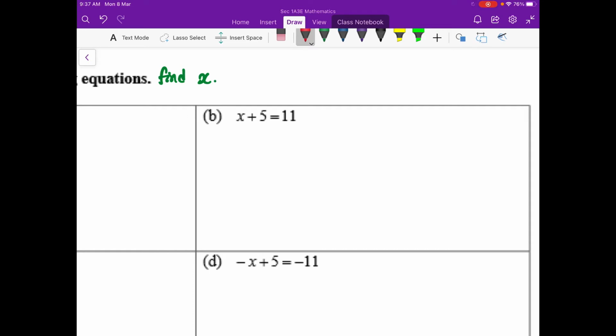Here we have x plus 5. Without using the one side move to the other side, sign change here and there, whatever it is, which doesn't always work, what should we be doing? To both sides, we have a plus 5. So what should we do? Minus 5 on both sides. This is the correct way of doing it. So x equals 6.